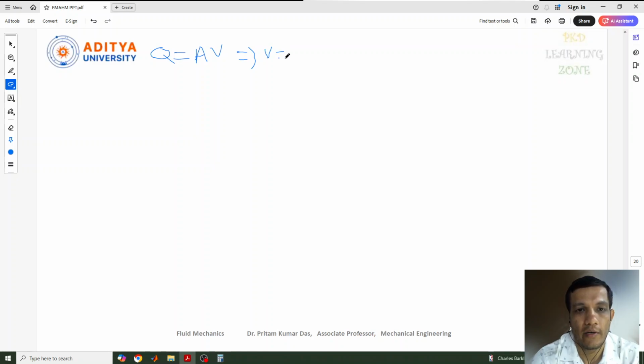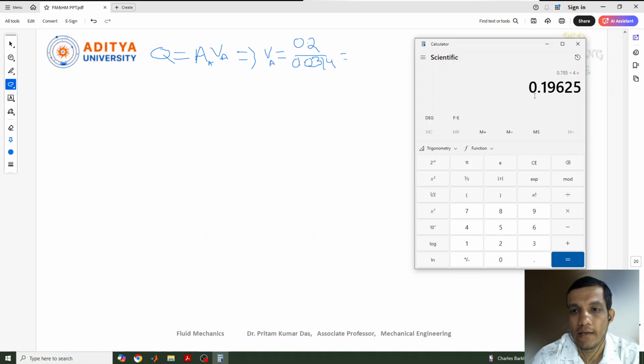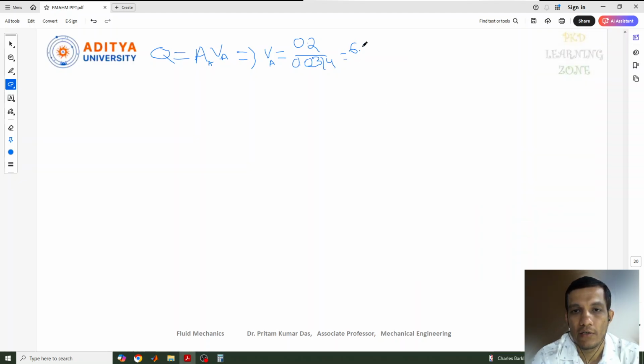We need to calculate the velocity at the A point. Here you can write area A, velocity VA, and Q, that is 0.2 divided by this area, which is 0.0314. So if you solve this, what will we get? Let's divide 0.2 by 0.0314, which is 6.369 meter per second.